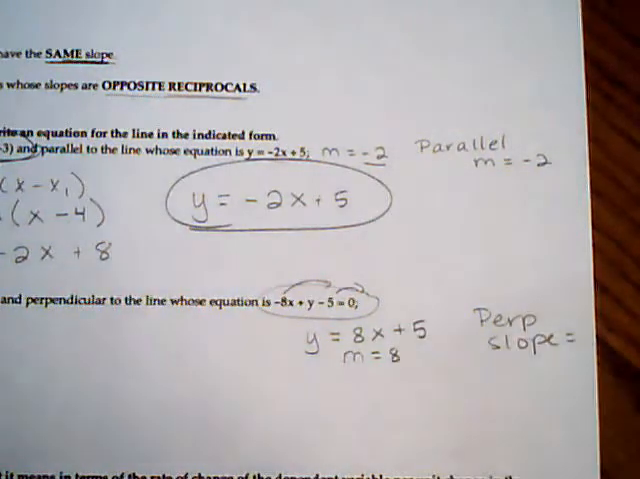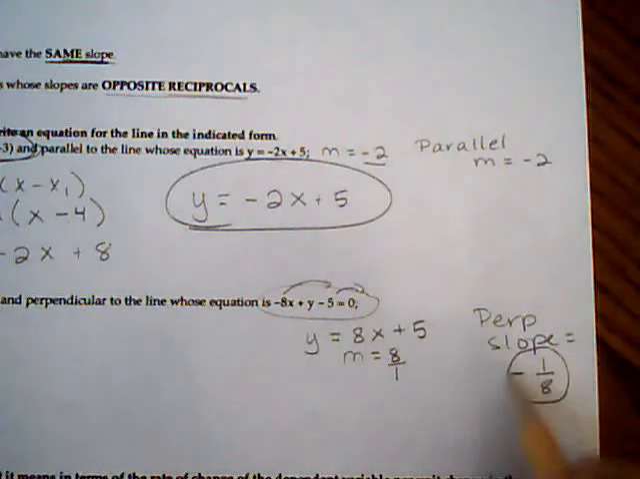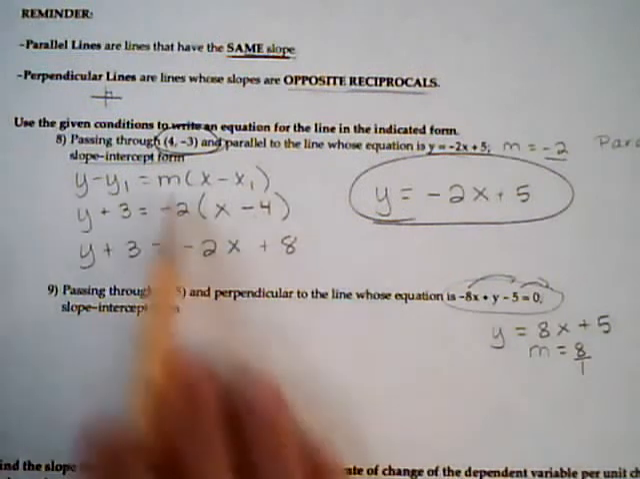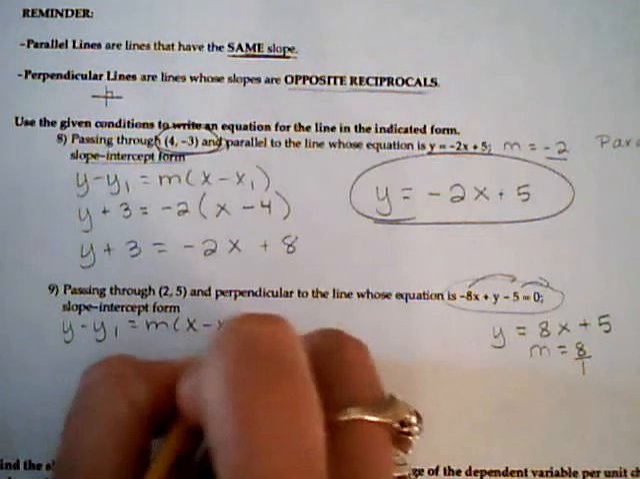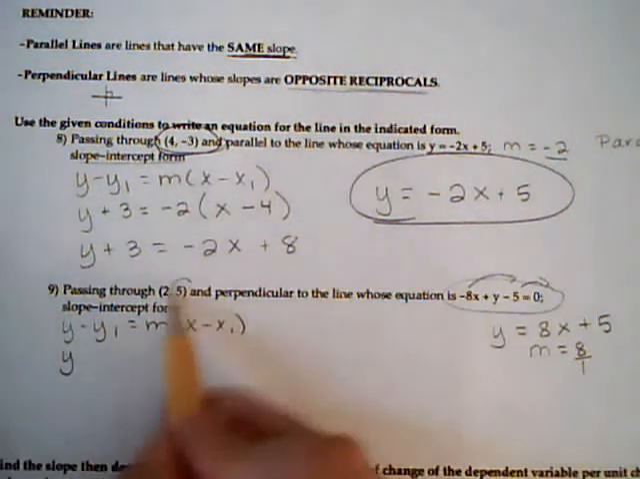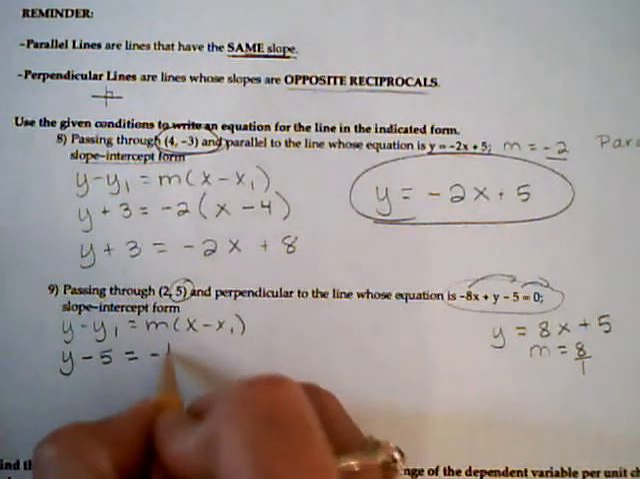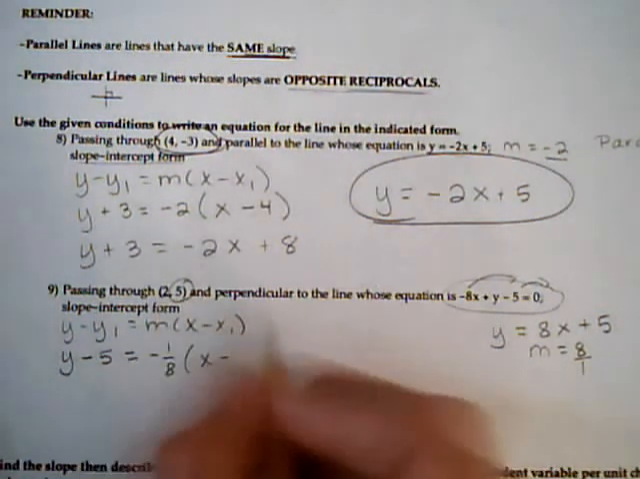needs to be the opposite reciprocal. So if this is positive 8, it's going to be a negative. The reciprocal of 8, if I flip it over, is 1/8. So this is the slope that I have to use in my problem, the one that's perpendicular to it. So again, I'm going to be using the point slope formula. Plug in the y1 value of the point, so y minus 5 equals -1/8. I'm going to use that slope times x minus the x value of the point, which is 2.